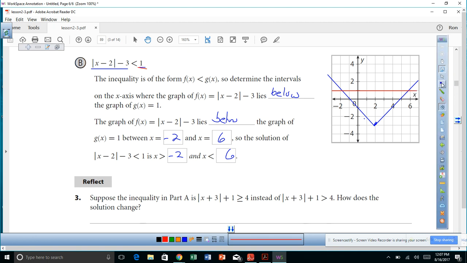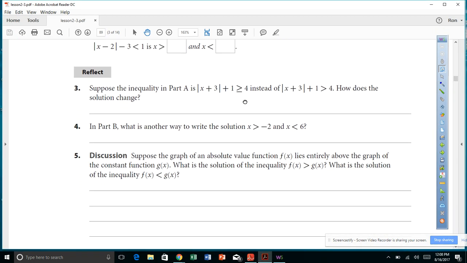So it is talking about x greater than -2. So that's going to be from right here, and that's going to be from right there at 6. X greater than -2 and less than 6. So it's going to be right there. All right.